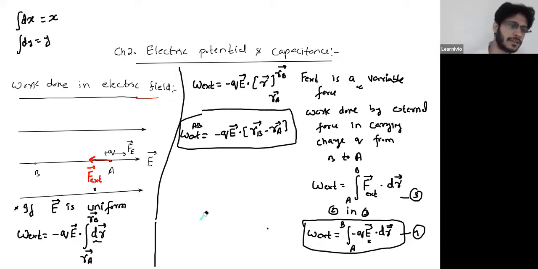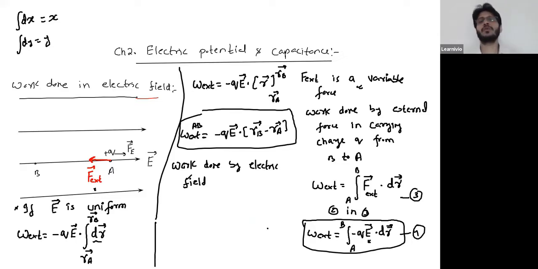This is work done by external force. What about work done by electric field? Can we somehow relate work done by electric field to the work done by external force? Okay, just check. What's the relation between electric force and external force? They're equal and opposite of each other. That means their work done will differ by a negative sign. If two forces are acting in opposite directions, if their magnitudes are equal but directions are exactly opposite, then their work done will differ by a negative sign. So the work done by electric field will be exactly negative of work done by external force.